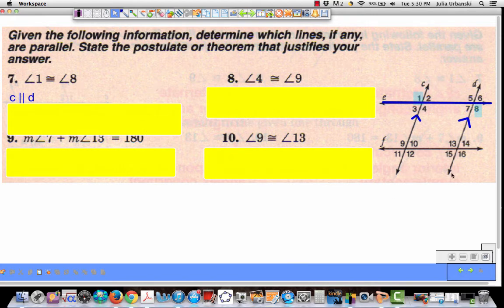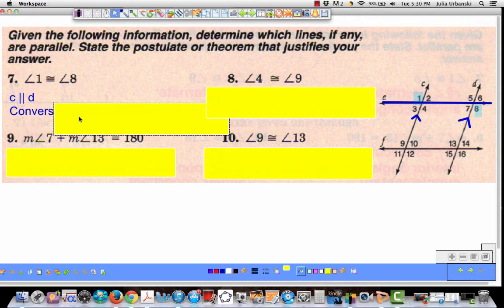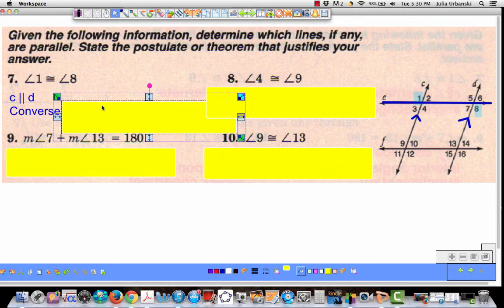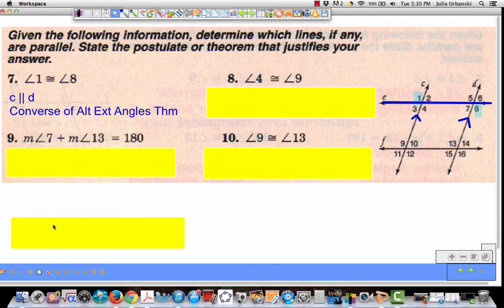C parallel to D. And then the second part of the question is state the postulate or theorem that justifies your answer. Well, we're saying that lines are parallel, so we're going to use a converse. We don't already know the lines are parallel. We're saying the lines are parallel. We're ending with that. And then when you look at the picture, angle 1 and angle 8 are alternate exterior angles, so it's the converse of the alternate exterior angles theorem.